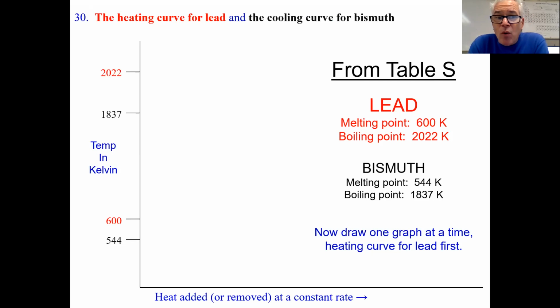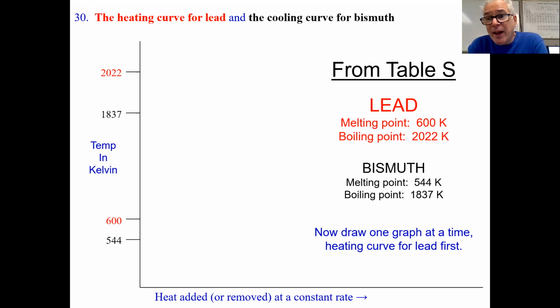Now, the temperature is always on the y-axis, and across the bottom, we have heat added or removed. For the heating curve for lead, we're adding heat, but for the cooling curve for bismuth, we'd be removing heat at a constant rate. So the bottom is heat added or heat removed. That could be time also. We could just call it over time.